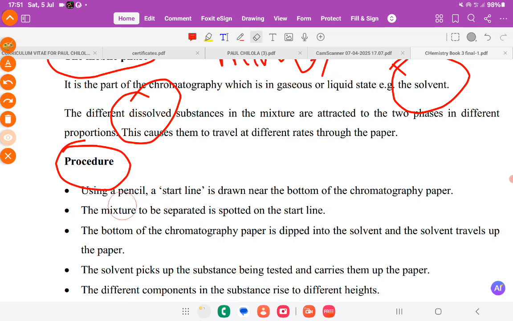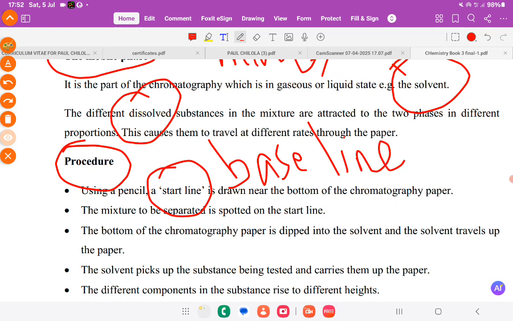So using a pencil, a start line is drawn near the bottom of the chromatograph paper. This start line is also known as the baseline. So a baseline is drawn near the bottom of the chromatograph paper. Remember that the chromatograph paper can be a filter paper or any other paper that is suitable.